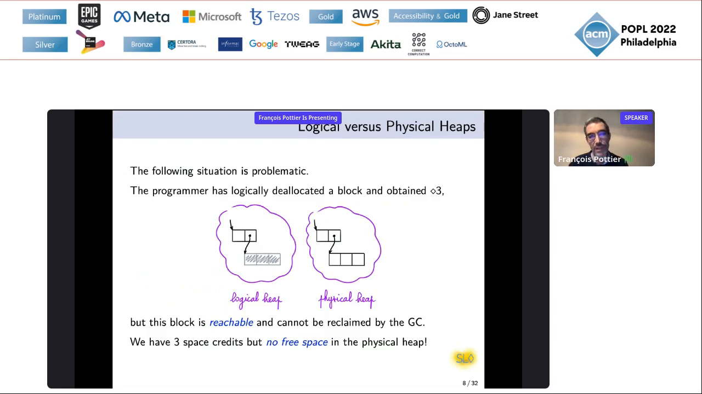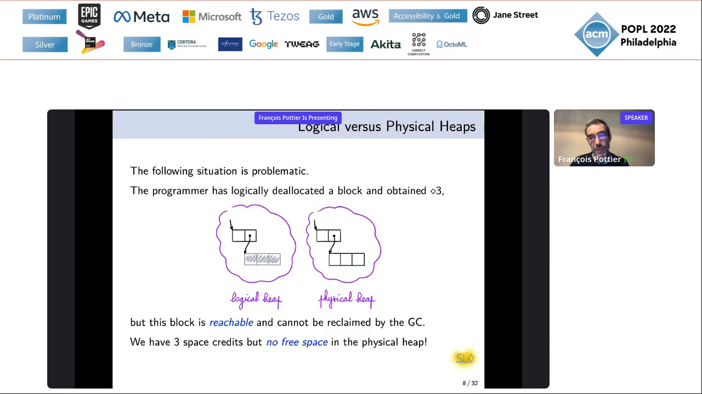Here is an example that illustrates the problem. In the logical heap, which the programmer has in mind on the left, the programmer has applied the logical deallocation axiom to deallocate this block, which is 3 words wide. So the programmer has obtained 3 space credits. But the trouble is, there is still a pointer to this block. It was actually reachable. So the programmer has created a dangling pointer in the logical heap.